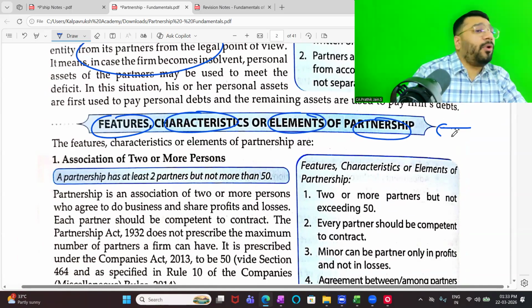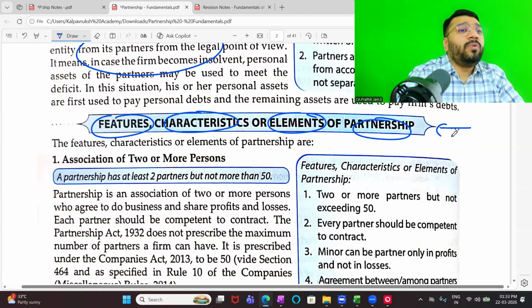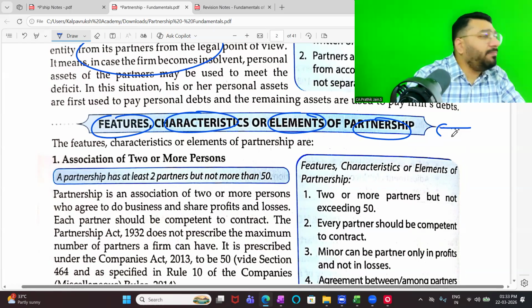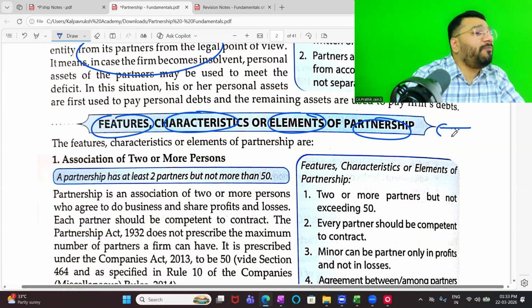partnership. Mark this very, very important. High probability question coming from this particular segment. You will get a 4-mark question or a 3-mark question. What are the features of partnership business? What are the characteristics of partnership business? Or what are the elements of partnership business? Okay, not okay?